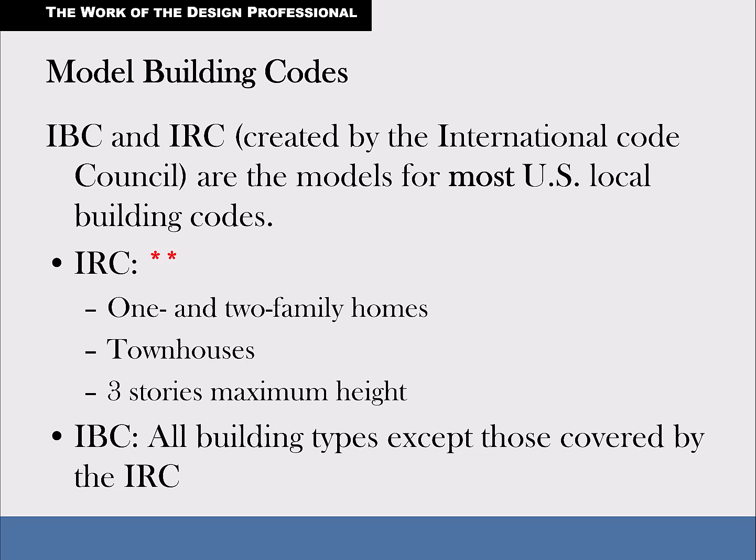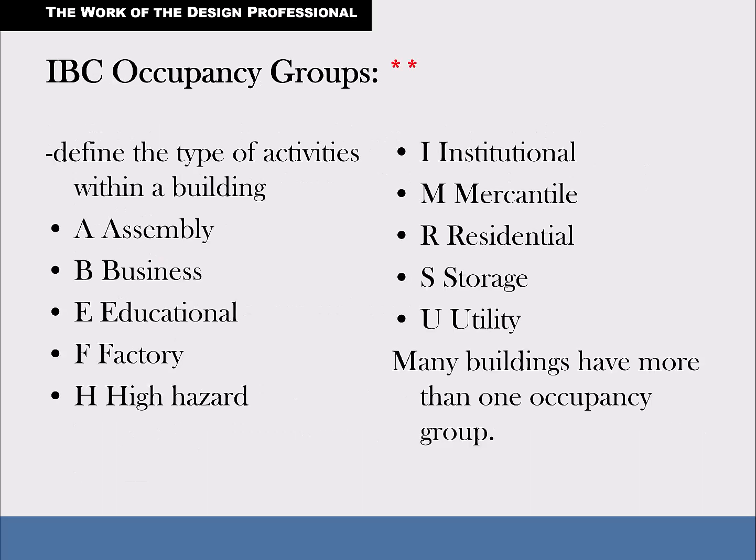So again, the IRC is the International Residential Code for residential construction, and the IBC is for everything else. It's the International Building Code, the IBC. Okay, so that said, within the IBC, we have different occupancy groups. And so assembly could be something like a big theater or even a church. Those are assembly buildings.